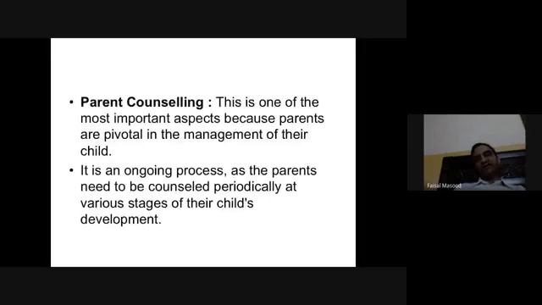Parent counseling is very important. Parents are the main shareholders. You must take into account the development and understanding of the family. They must understand the problem.